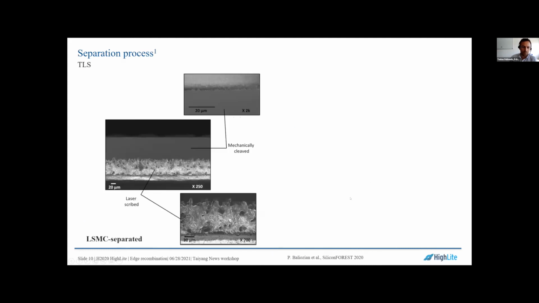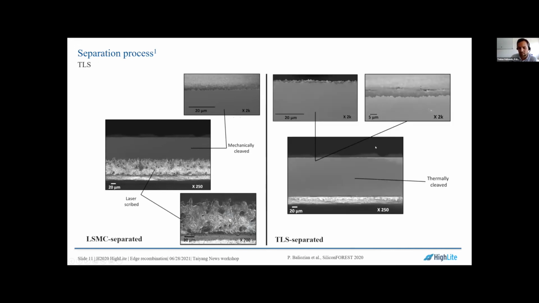When you look at such edges in the case of LSMC, you see here the areas where the laser penetrates, where the silicon is molten, and they have amorphous structures, and here the cleaved area, where it's very smooth and how it should look. Comparing this to the TLS edge, you see basically the whole cell. So this is the metallization, right? So this is the silicon here. You see the whole structure very smoothly cleaved here.